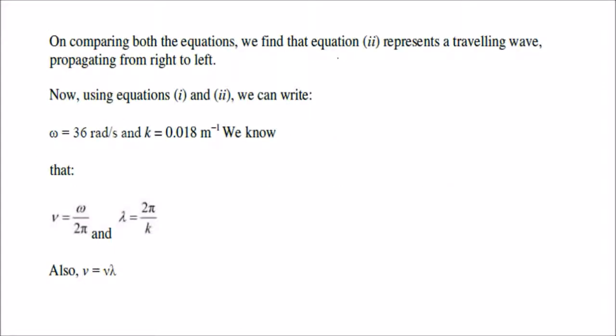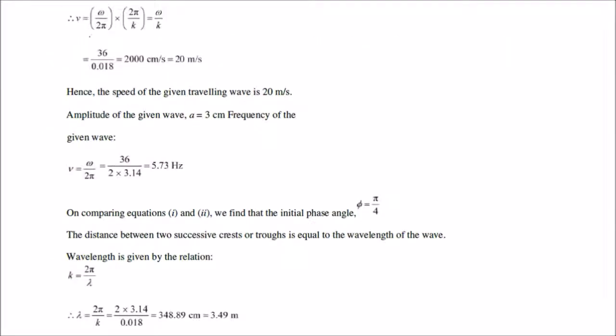So when we compare this equation, we find that this is actually a traveling wave equation which is propagating from left to right. And when we compare this, we found that omega is 36, k is 0.018. Now we know the relationship, that is omega equal to 2 pi nu, and also lambda is 2 pi by k, and also V equal to nu lambda. Nu is the frequency. Now let us use this. V is omega by 2 pi, and in this place we'll use 2 pi by k.